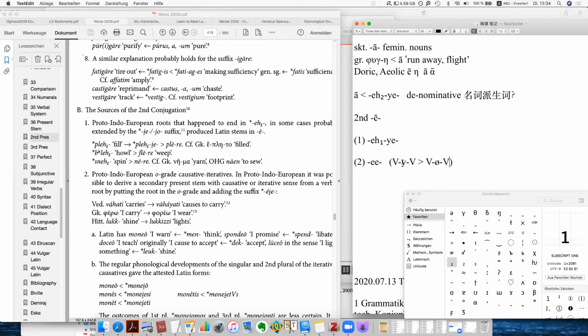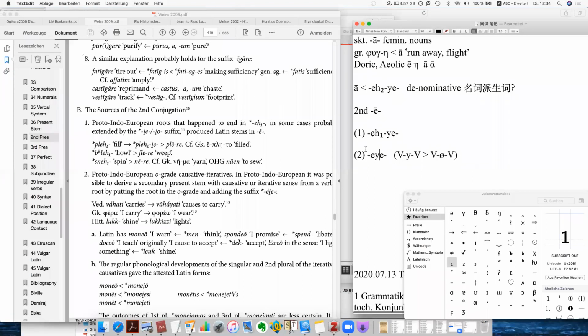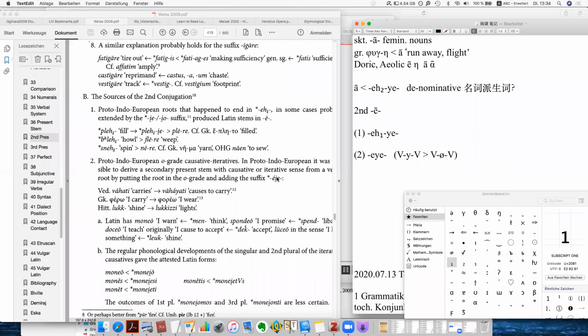So the y between vowels disappears. Then we have two vowels together. Then it goes back to ye, a, ye. So this is actually the origin, the two different origins. You can see this is actually the a, ye. You have it here. And how could this a, ye be?